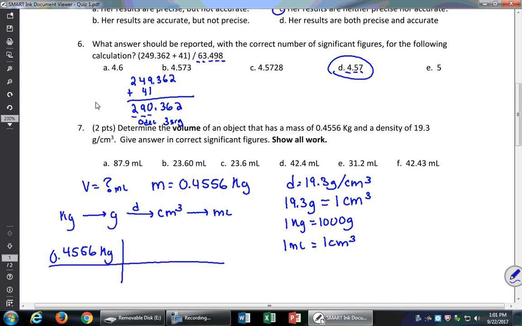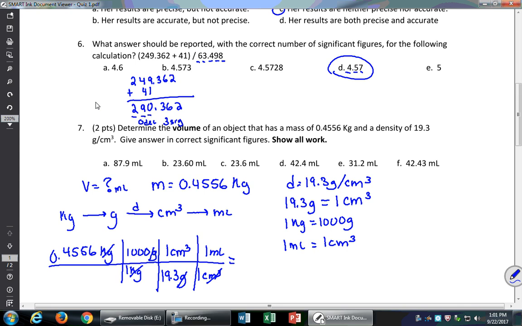And now I can use my conversion. My kilograms are at the bottom, so they cancel out. And my grams are at the top. Now I can use my density. My grams are going to be at the bottom, my centimeters cubed at the top. Of course, we want our volume in milliliters, so my centimeters cubed and 1 milliliter. Again, that last step is really so I don't lose my units.